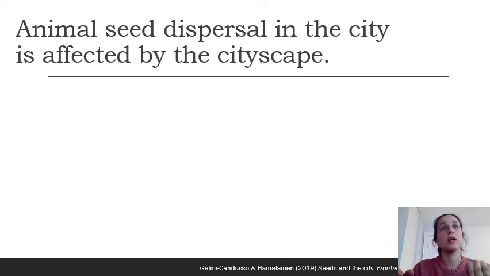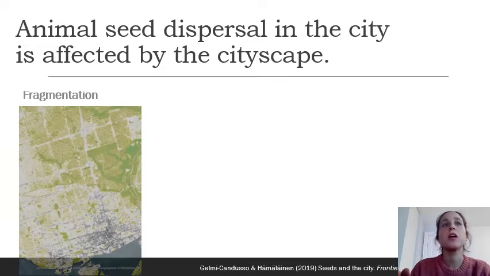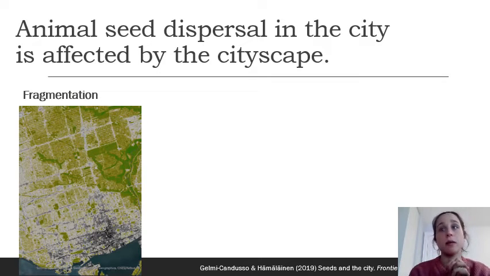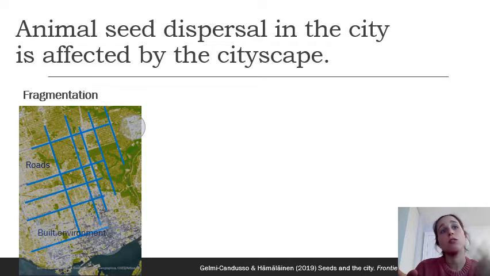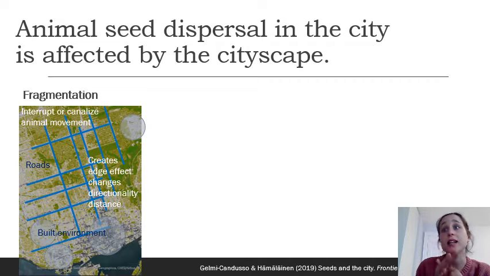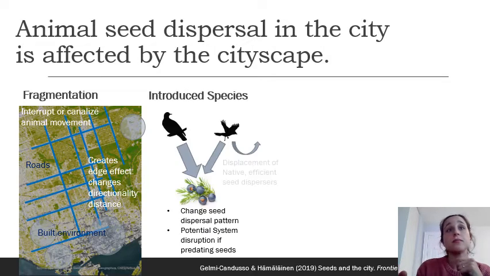So now to look at how the seed dispersers within the city are affected by the city, so how the city interferes with the seed dispersal. First of all, cities have very strong fragmentation, either by roads or by the built environment. This is going to interrupt or canalize animal movement, and it's also going to create isolated patches. And there's going to be an edge effect within these isolated patches. This edge effect can change directionality, distance, and overall efficiency of seed dispersal through fruit uptake.